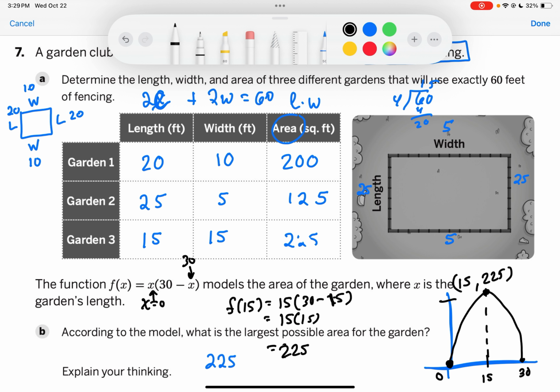Okay, so there's 2 ways there you could figure it out. You either found the one that would be the same on both sides, that would maximize your area, or you could have drawn out a parabola. Either one would have been correct.